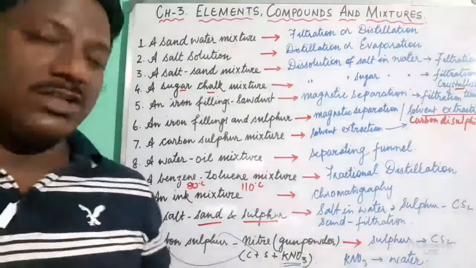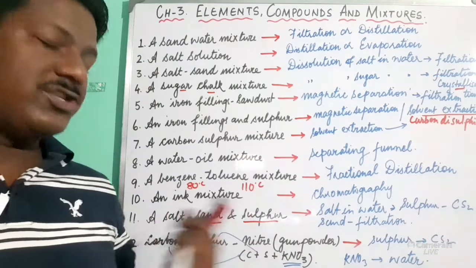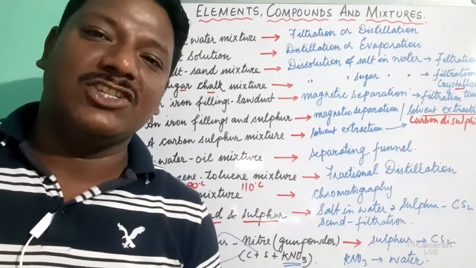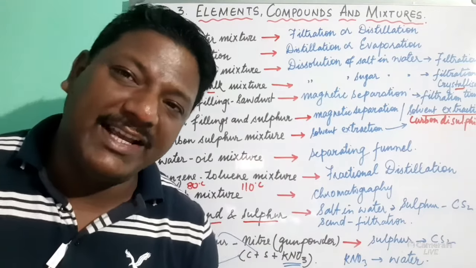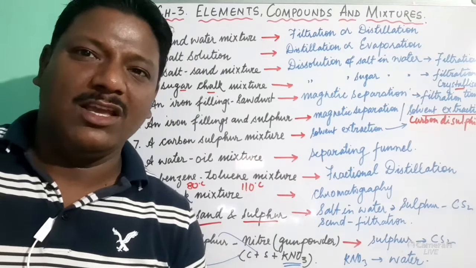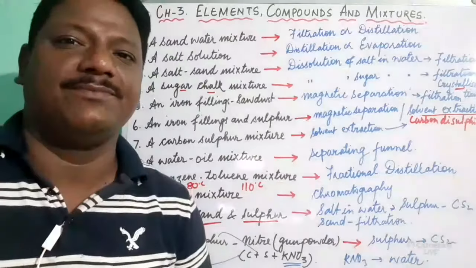Then we can use water to dissolve potassium nitrate, and for that solution we can again use the crystallization process, so that we will get the crystals of potassium nitrate. Okay, and carbon will be left behind.